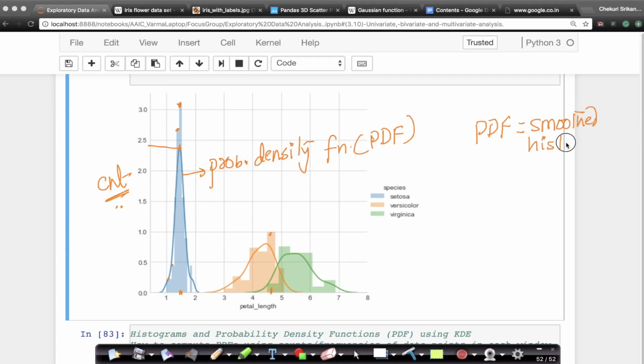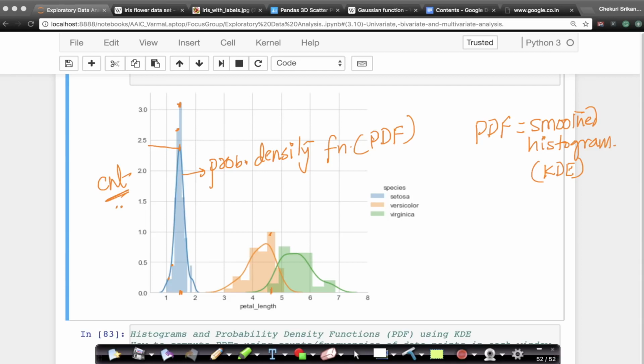A smoothed histogram, right? Now, how do we smooth it? There is something called kernel density estimation that we will learn slowly as we go on, when we learn about Gaussian distribution and things like that. For now, just remember that PDF is nothing but a smoothed form of your histogram.